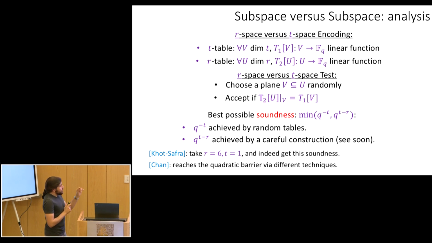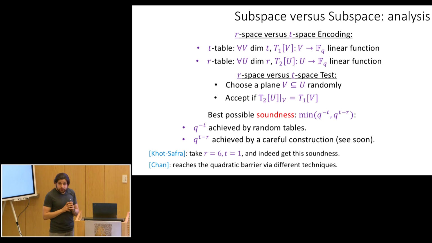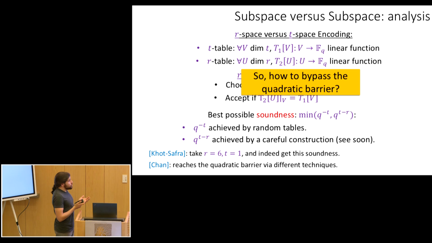Chen gets to this quadratic barrier, but it is not using this low-degree test. He's using something completely different. But still, for some reason, he's getting stuck exactly at the same place where this would get stuck. So how do you go past this quadratic thing? Why am I telling you all of that?